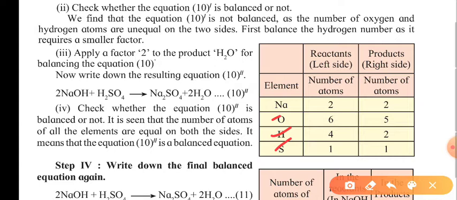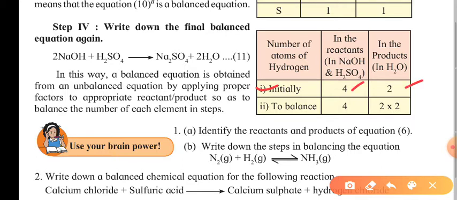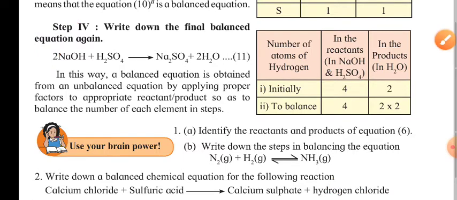So similarly on the right hand side, we have to make changes according to this. Further, the number of atoms of hydrogen is initially 4 and here we have 2, so this I have to multiply by 2. Write down the final balanced equation then. So the final balanced equation is 2 sodium hydroxide will react with 1 sulfuric acid, H2SO4, forming one molecule of sodium sulfate and two molecules of water, and then it will get balanced automatically.